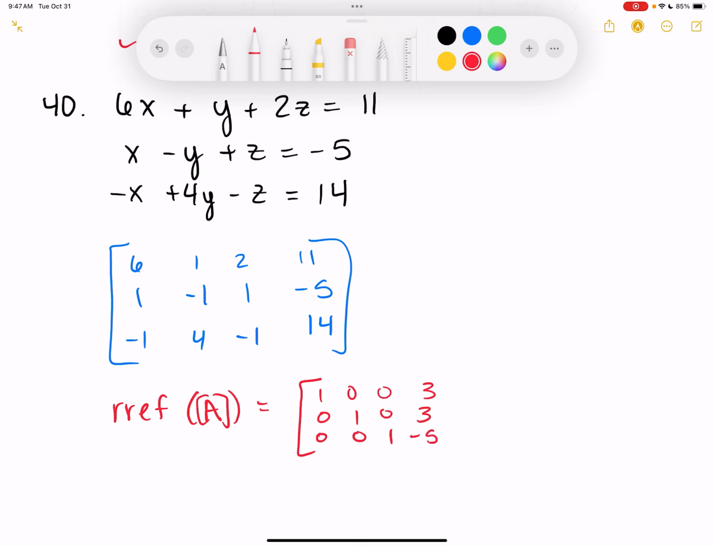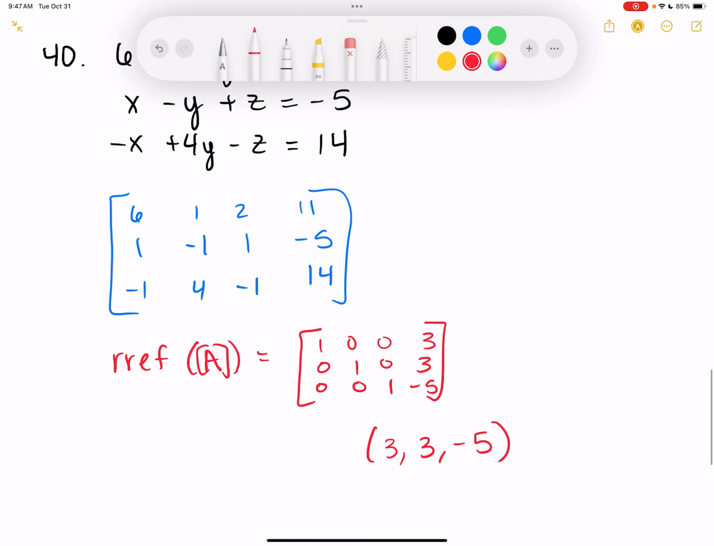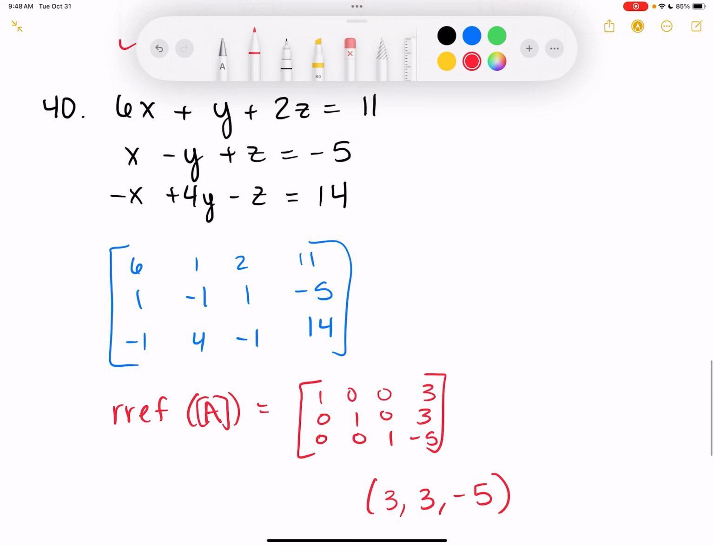All right, what'd you get? X equals 3, y equals 3. And you wrote it as an ordered triple, I presume. Yes. Or you would, I guess. Yeah. Sweet. Makes sense. Not too crazy.